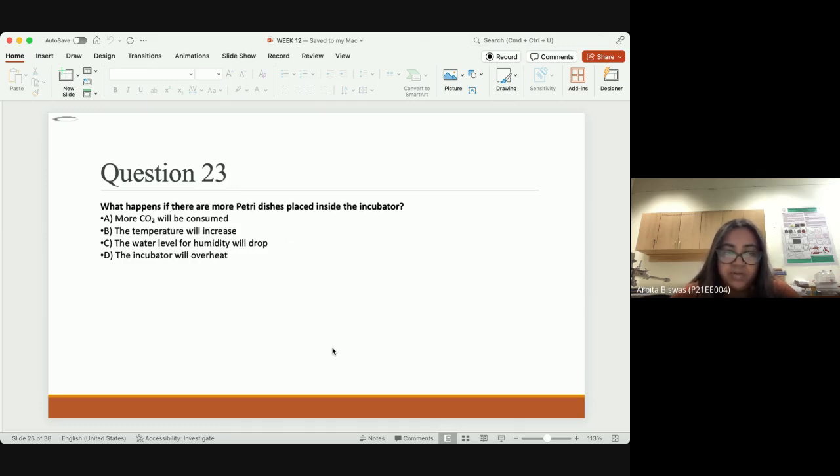Next, move to question number 23. What happens if there are more petri dishes placed inside the incubator? So first option is more CO2 will be consumed. Second, the temperature will increase. Third, the water level for humidity will drop. And option D is the incubator will overheat. So which one is the right answer?